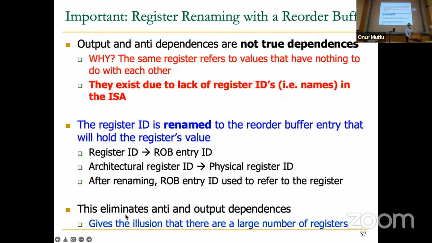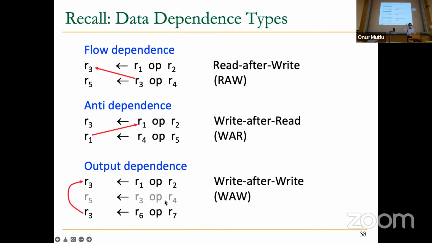But the key is, now we can have the illusion that there are a large number of registers. If you go back to this example, I'm not going to switch back. Your registers are actually all here in the reorder buffer. Your register file only has the updated registers. If it's valid, that's great. But if it's not valid, you have a huge register file over here that's not visible to the architecture.